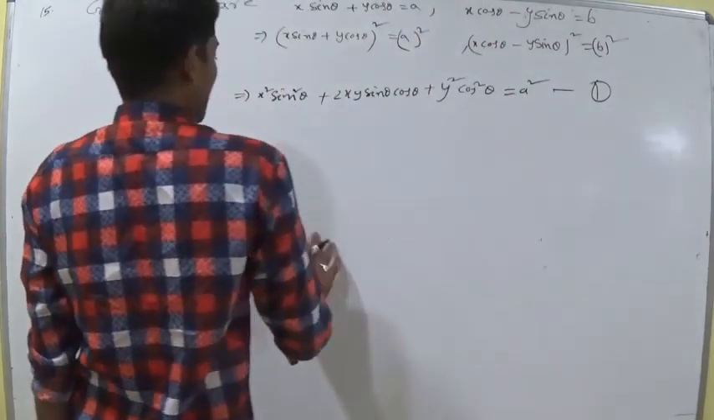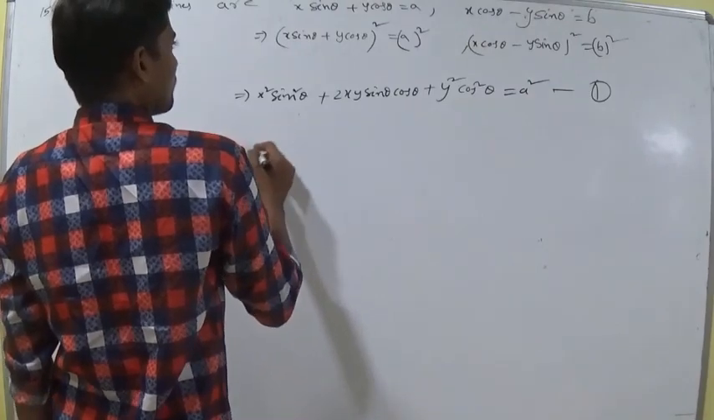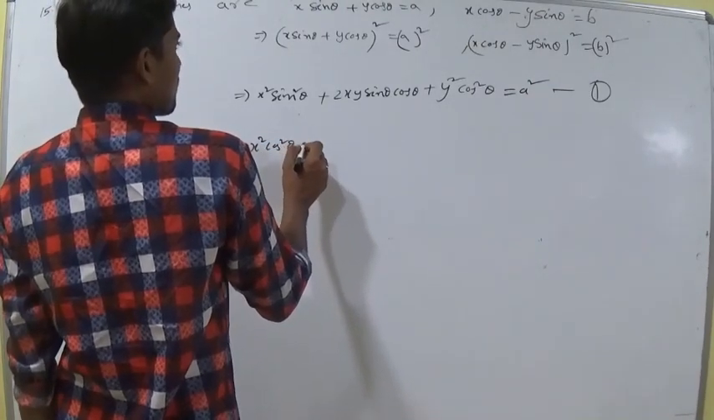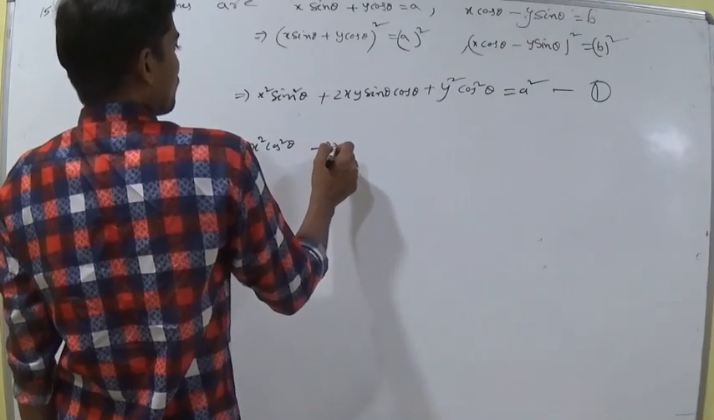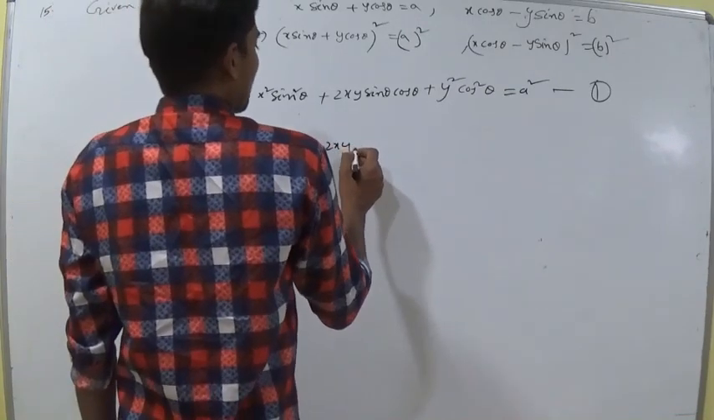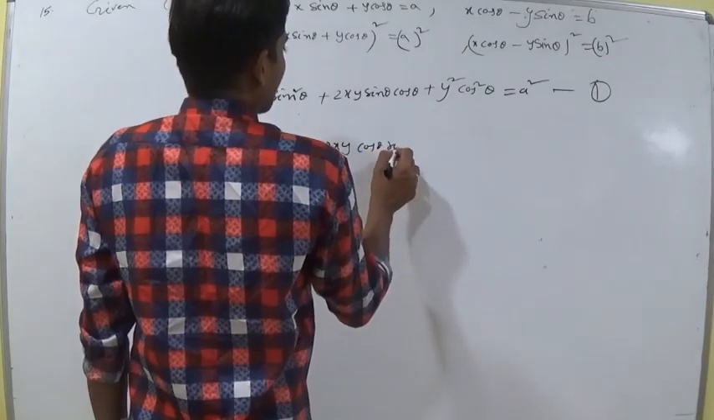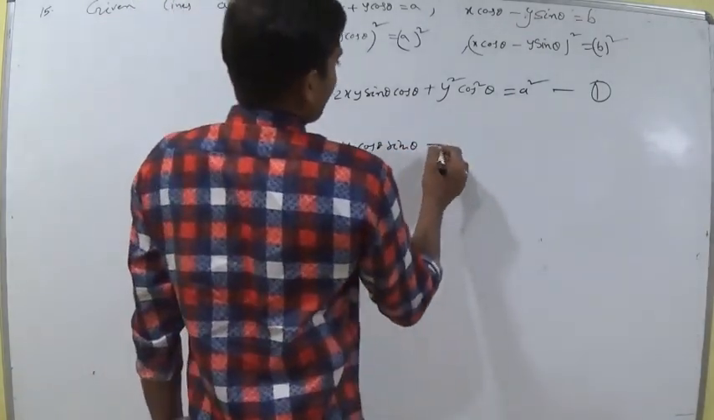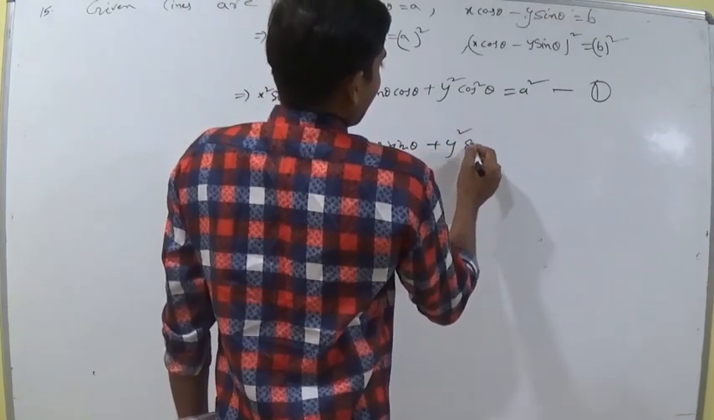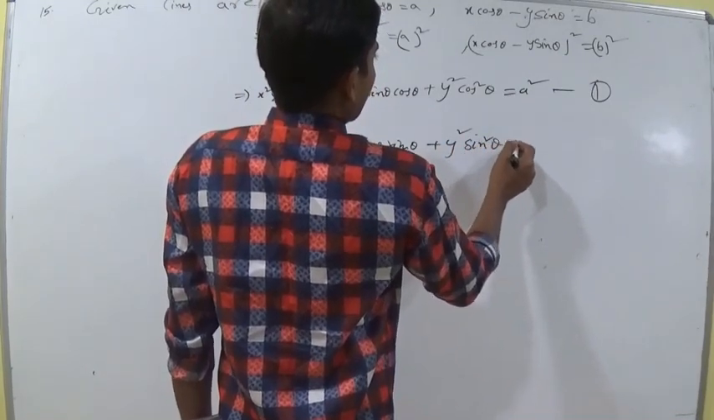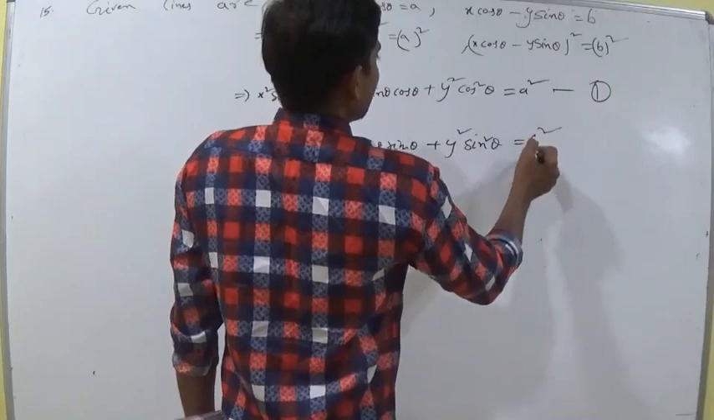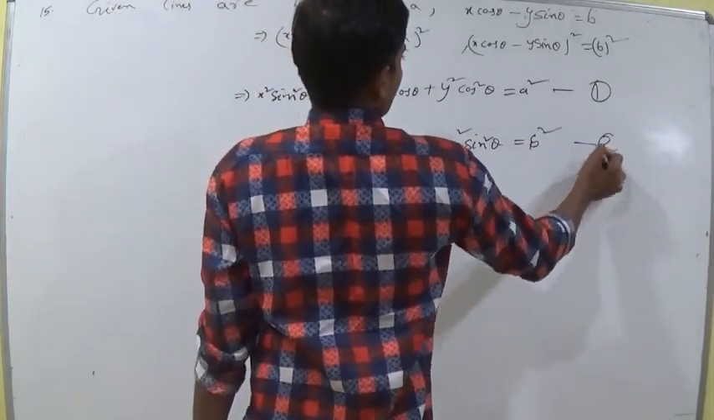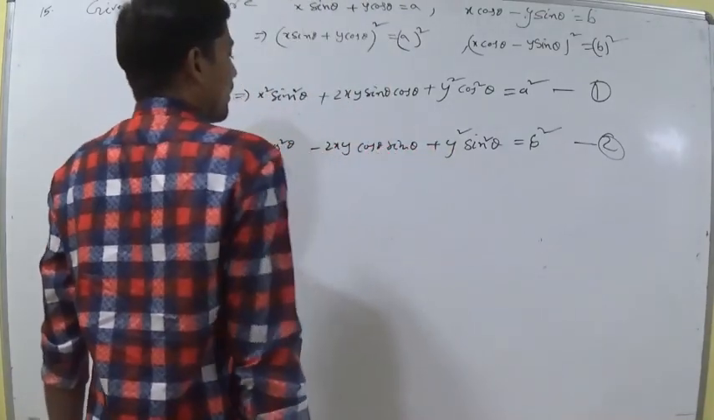which becomes the second one, x square cos square theta minus 2xy cos theta sin theta plus y square sin square theta equal to b square. Suppose this is 2. Let them add.